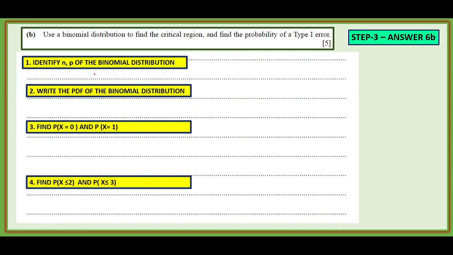So now coming to the answer to this question, use a binomial distribution to find the critical region and find the probability of type 1 error. So first we need to find how to write the binomial distribution. So let us say that x, the random variable x, is binomially distributed with n and p. So here we are going to have n as 30 because the sample size is 30. So we will have x is binomially distributed with 30 and probability of success is 0.2.